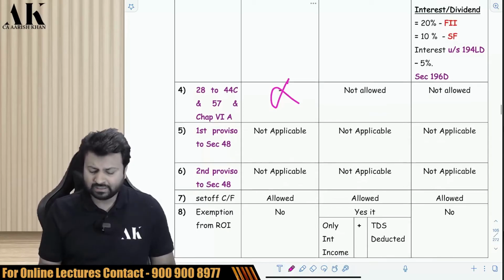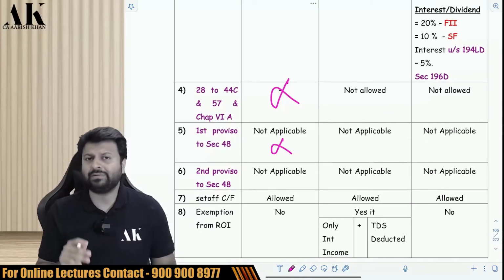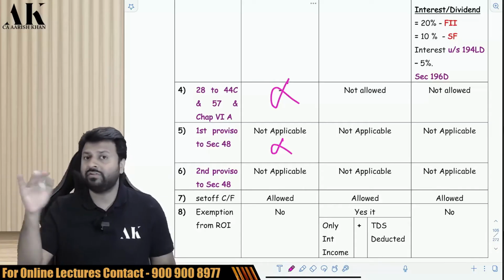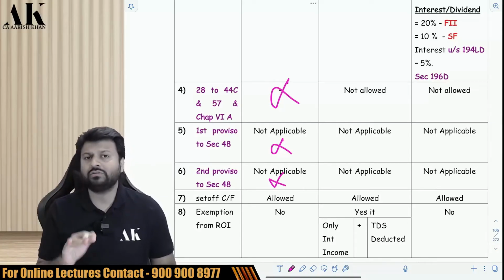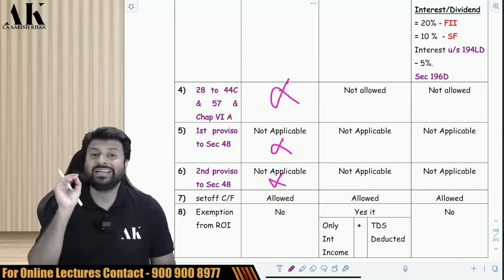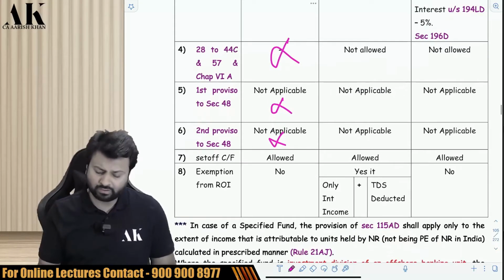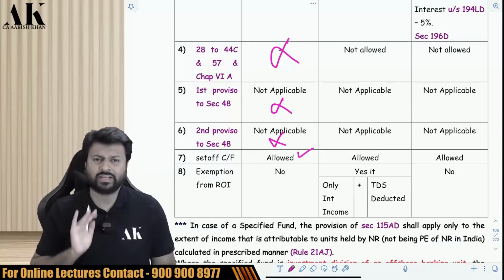No PGBP. The first proviso to 48 will not be applicable. That is, you don't have to do TTBR, TTSR, etc., which you do generally in the first proviso to 48. The second proviso to 48 is also not applicable. It means indexation benefit will not be given to you. Then is the loss allowed to be set off? Yes. If you have some other losses, you can set off against this income.